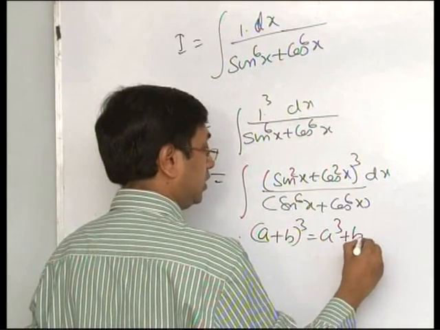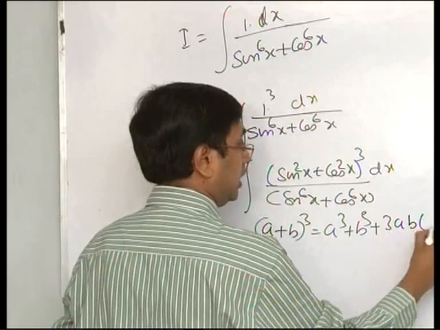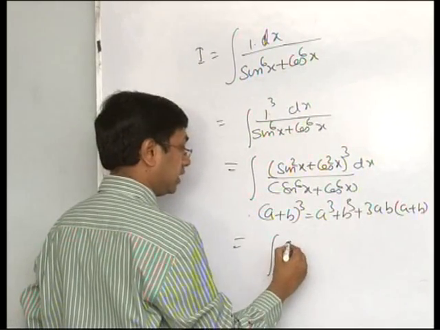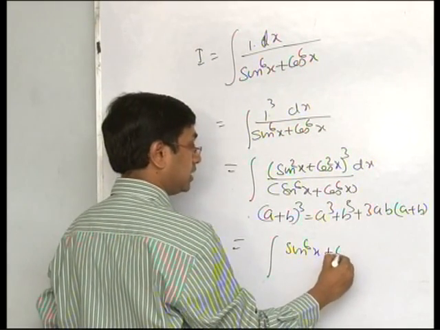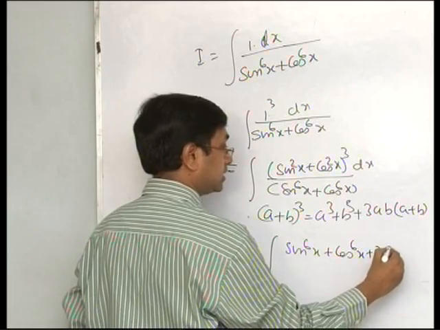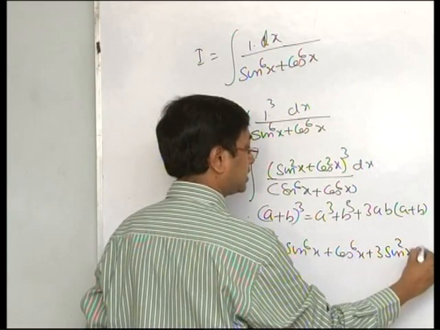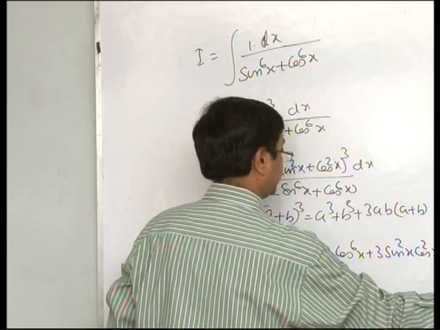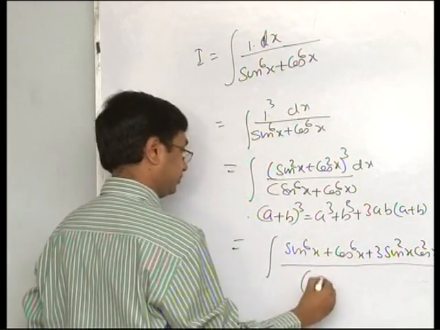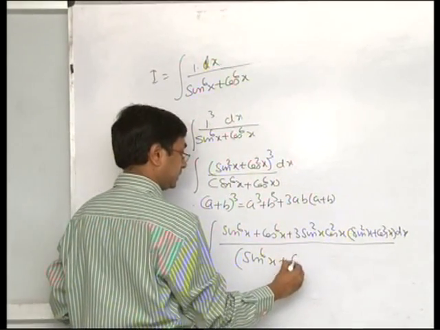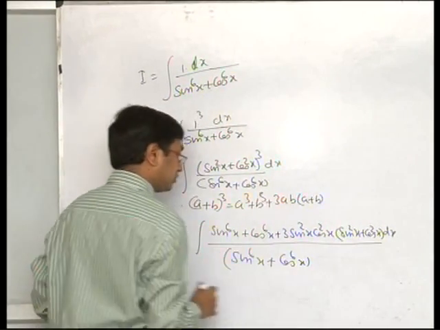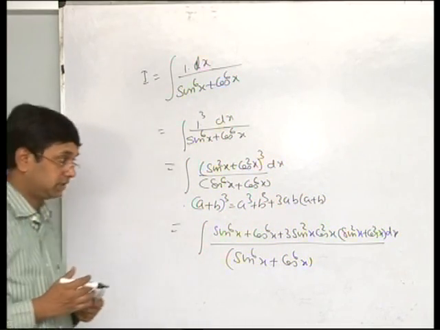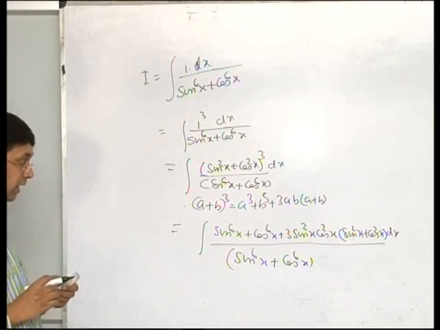A plus b cube is a cube plus b cube plus 3ab times a plus b. Now if I use this particular formula, what is a? Sine square x, so I'll get sine to the power 6x plus cos to the power 6x plus 3 sine square x cos square x into sine square x plus cos square x dx. Now you can observe that this becomes 1, and when we separate, you can see this term would get cancelled very easily, and one integral can be easily solved.